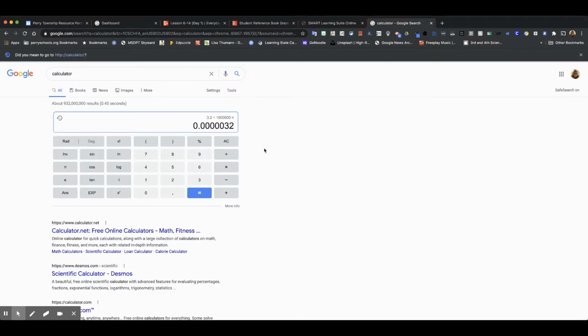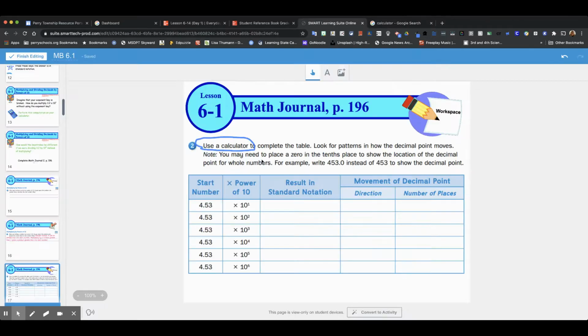4.53 times 10 to the first, which I can see here, 4.53 times 10 equals 45 and 3/10. So notice that our decimal moved over, so we can see that this is now 45.3. And which direction did my decimal move? I can see that it moved to the right. You can either draw an arrow or you can write an R. And how many places did it move? Well, I see that it just moved one.